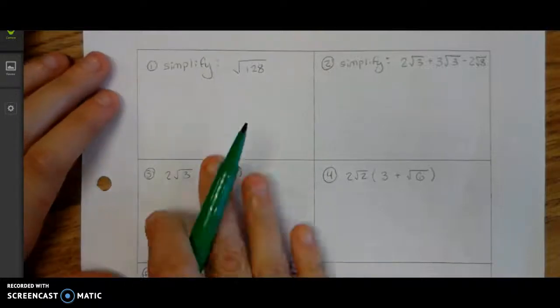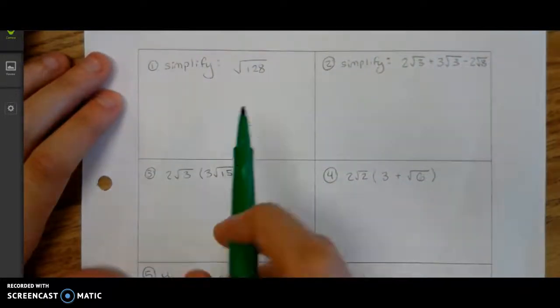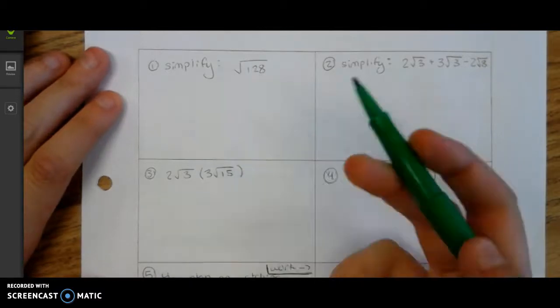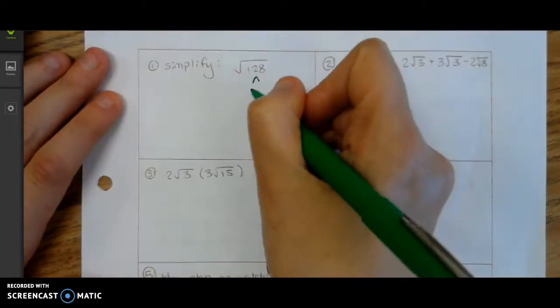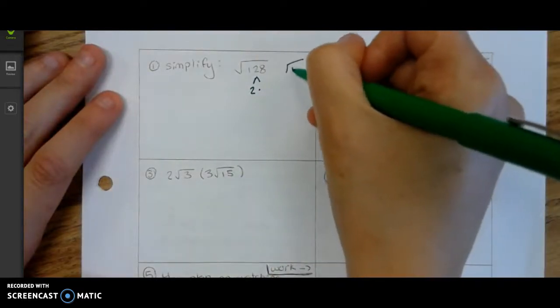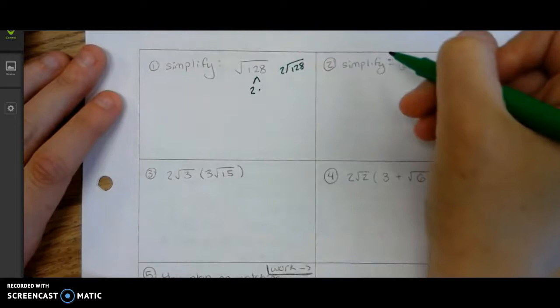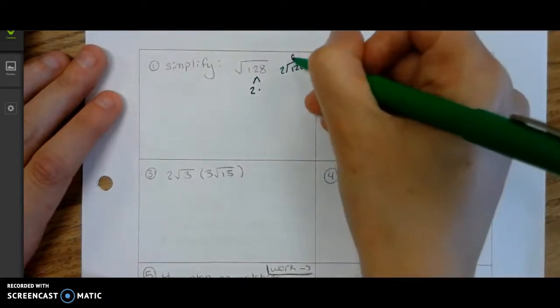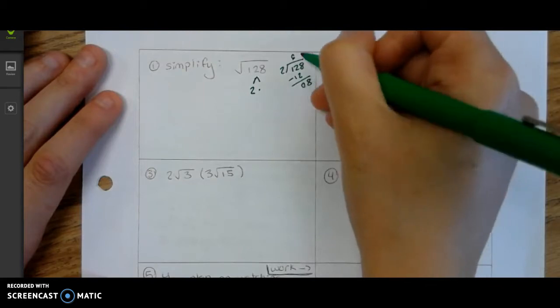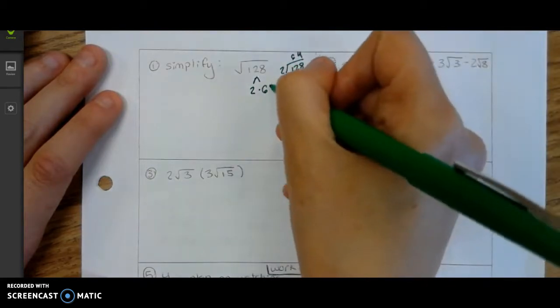Okay, so the first question is simplifying a square root. So I'm going to look and see what goes into it. This number is even, so I'm automatically going to choose 2. You can divide 128 by 2 to figure out what goes into that. It's 64, so that's 2 times 64.